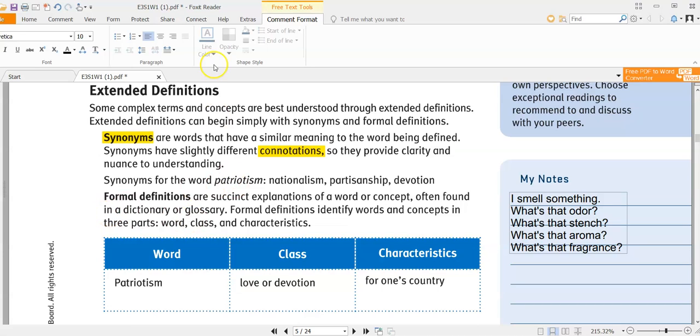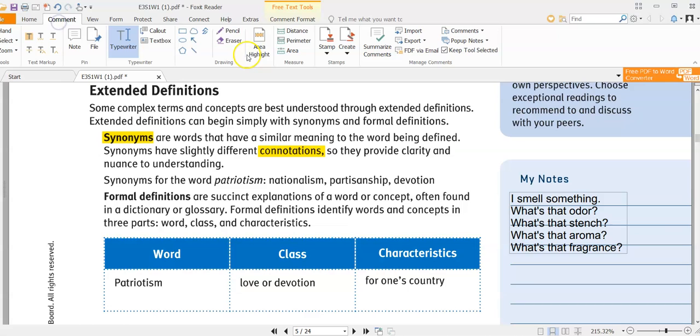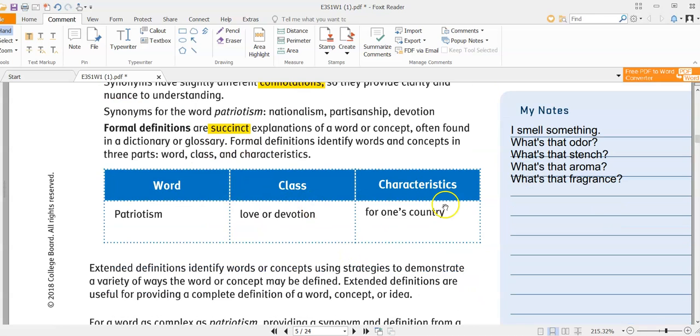Formal definitions are succinct examples, explanations of a word or concept often found in a dictionary or glossary. So formal definitions identify words and concepts in 3 parts: word, class, and characteristics. I wanted to tell you that the word succinct, by the way, means short and to the point. So formal definitions are like the short, to the point version of what the word means. And so it's separated into these three things: word, class, characteristics. Patriotism: love or devotion for one's country.